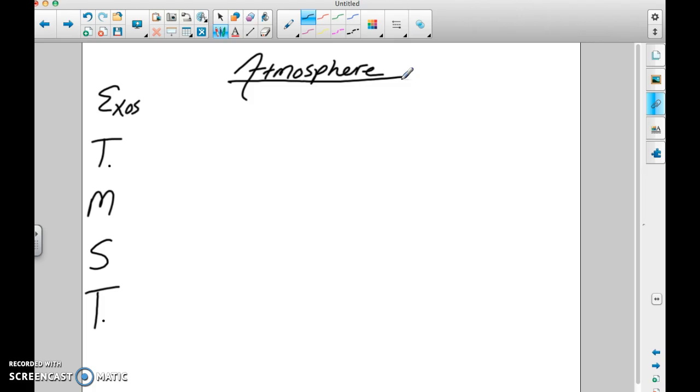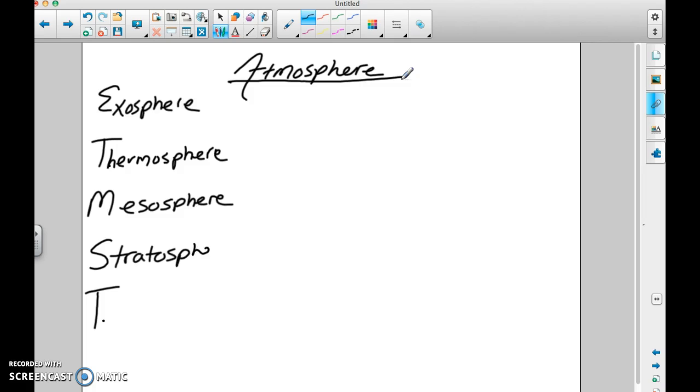Now we also have up here at the top, let's go ahead and get this in here. We know we have the exosphere. Under the exosphere, one of the hottest places that we have is the thermosphere. Then we have the mesosphere, the stratosphere, and we have the troposphere. Now, hopefully what you did is not only just write that, but you wrote out the things that you know that are very important about each of these layers.